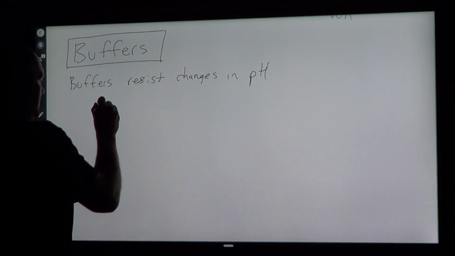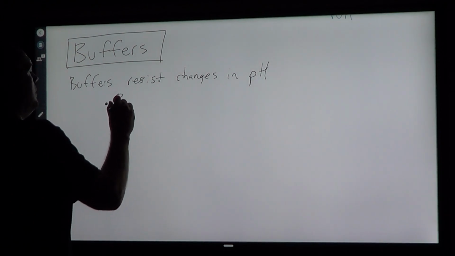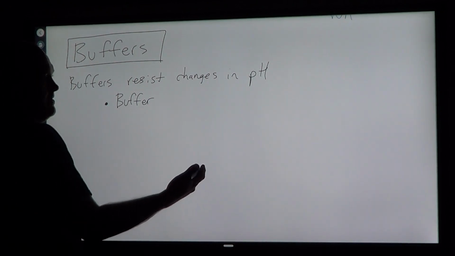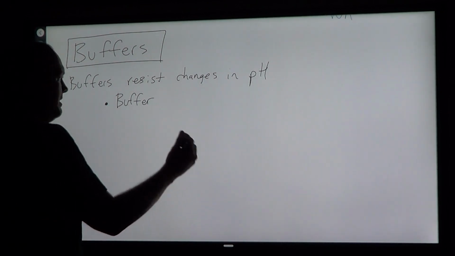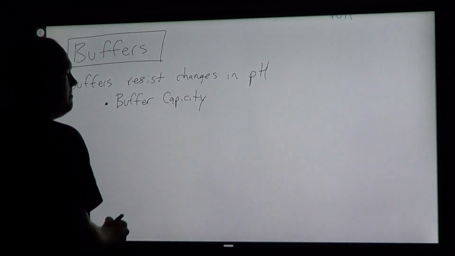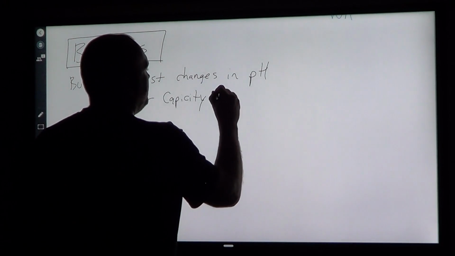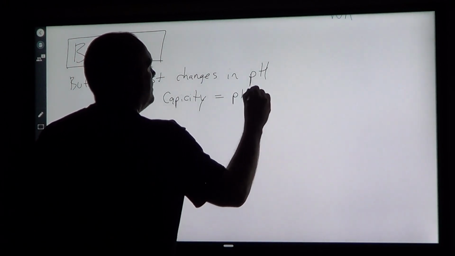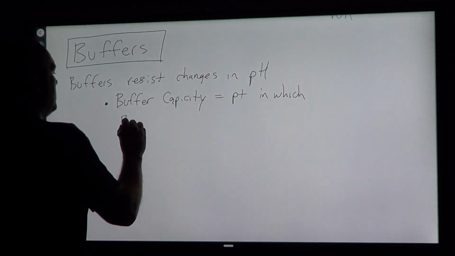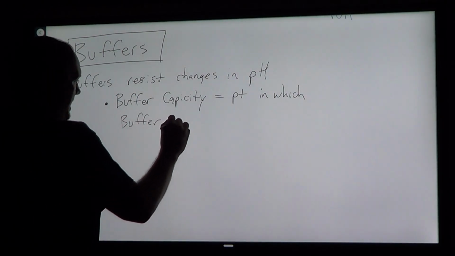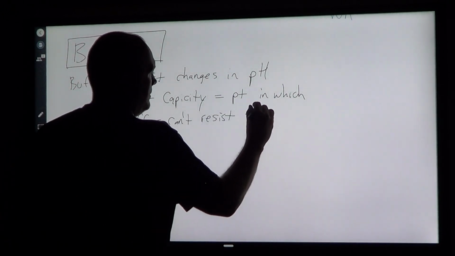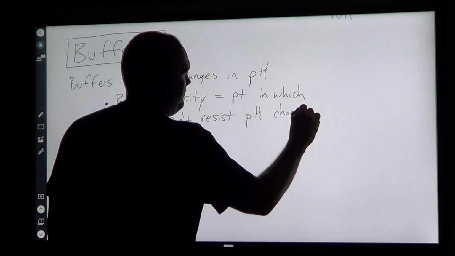There comes a point where the buffer cannot resist changing pH anymore. So the word for that is the buffer capacity. Okay? And that's the point in which the buffer can't resist the pH change. Okay?